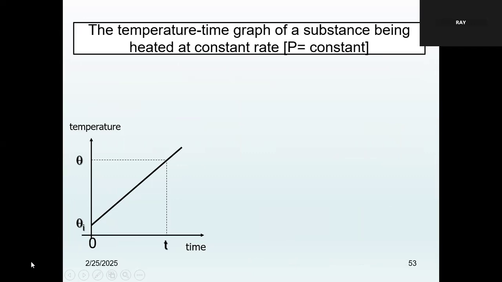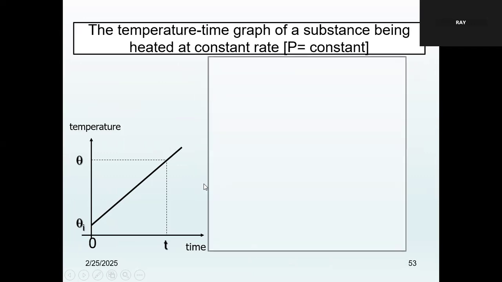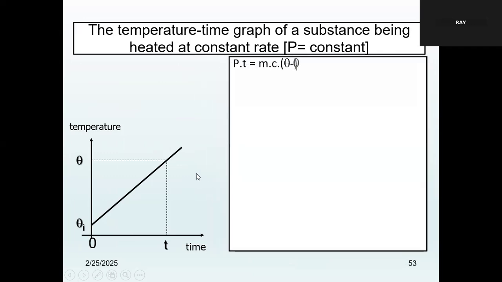Okay, let's go to the temperature-time graph for a substance being heated at a constant rate. There's your power times T as the heat supply, equal to mc(theta minus theta I). Rearranging: theta I is the initial temperature, theta is the final temperature, c is the specific heat capacity, m is the mass. So rearranging, take mc down, we get that, and take theta I across to the other side, we get plus theta I.